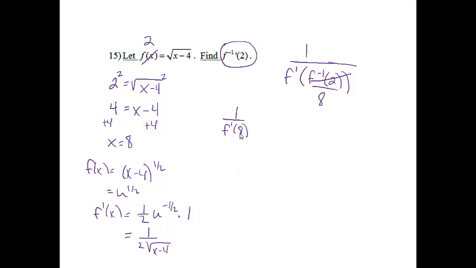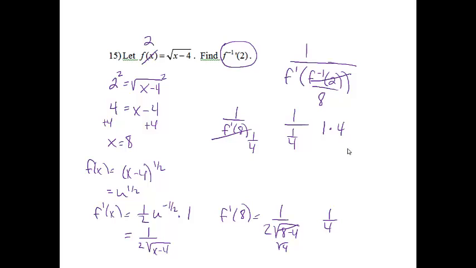And we would like to find the derivative at 8. So we'll find f prime of 8 will be 1 over 2 square root of 8 minus 4. The square root of 8 minus 4 would be the square root of 4, which would be 2. So 2 times 2 will be 4. So f prime of 8 is equal to 1/4. So now I have 1 divided by 1/4, which is the same thing as 1 times 4. So my derivative of my inverse at 2 equals 4.